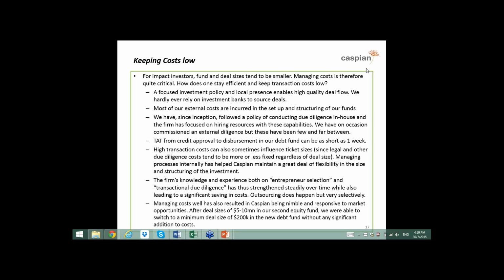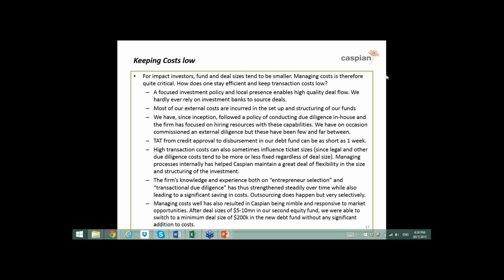For us, a few quick pointers would be that a focused investment policy and local presence certainly enable high quality deal flow. So we save costs on investment banks most of the time because we are able to originate deals on our own. Most of the external costs that we incur are actually at the setup stage of the fund and not on individual transactions.